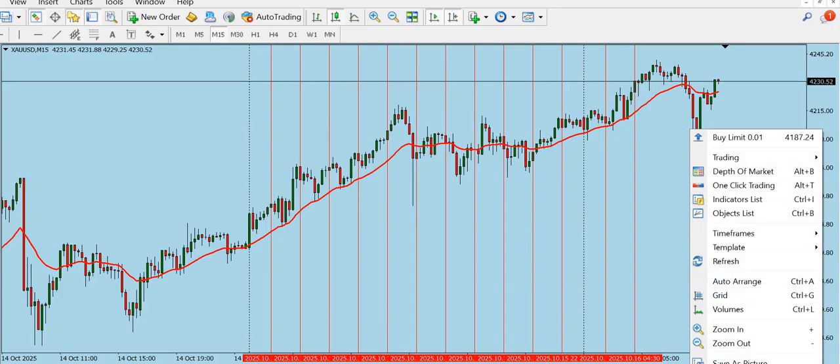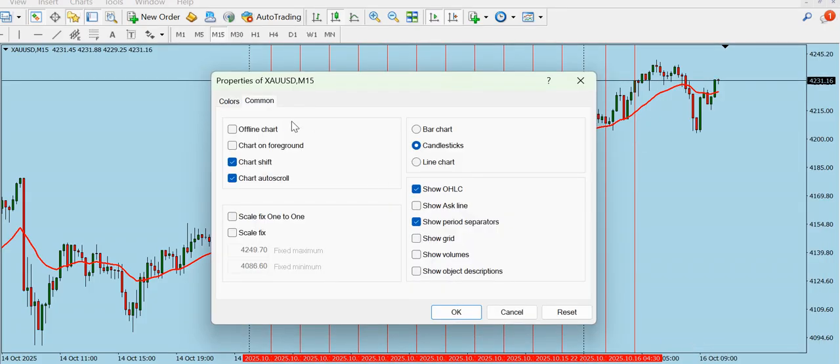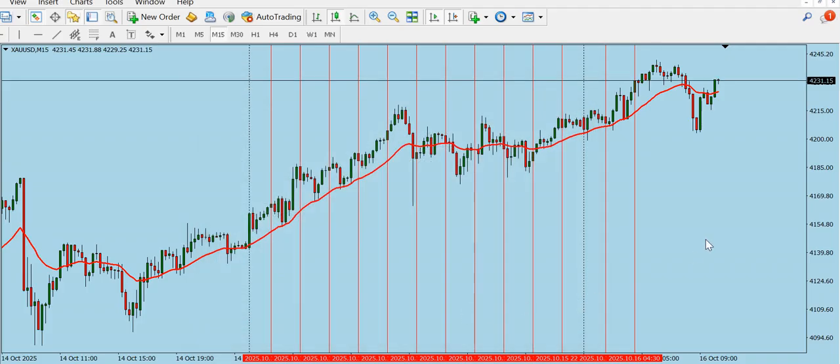You can do that by going to properties. Go to properties, go to common on your MT5, then click show period separators for these dotted separation lines. So apart from the dotted separation line that you will have activated in the properties, you need to put the vertical lines to separate the chart into 2.5 hours sections.